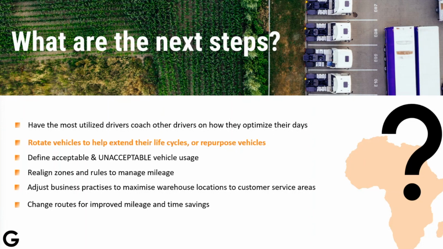And then we see there, adjusting your business practices to maximize warehouse locations. Now, with regards to this one, another example would be to change routes for improved mileage and time saving. For instance, look at where your vehicles are based versus their routes. Instead of having drivers travel out to their regular route, maybe as a fleet manager, you can have them start their shift from home and start by servicing local areas, right?